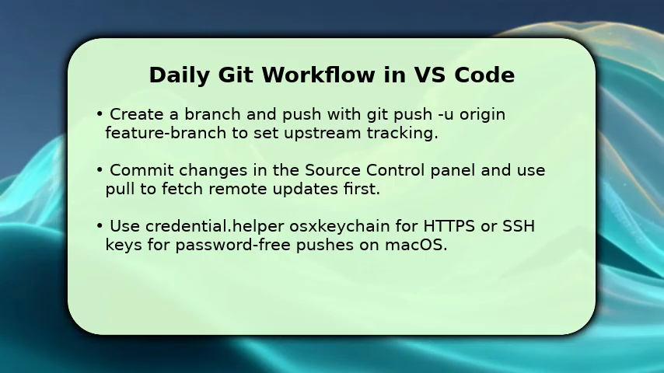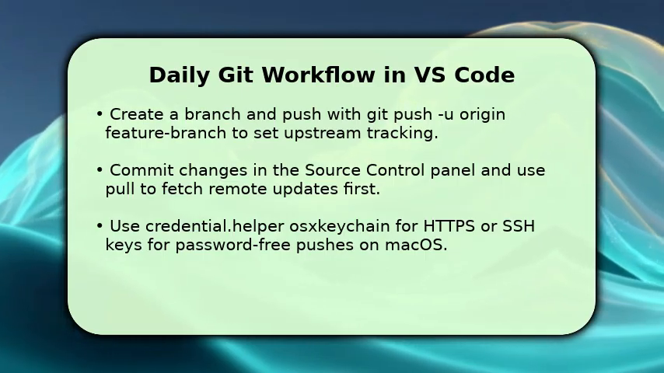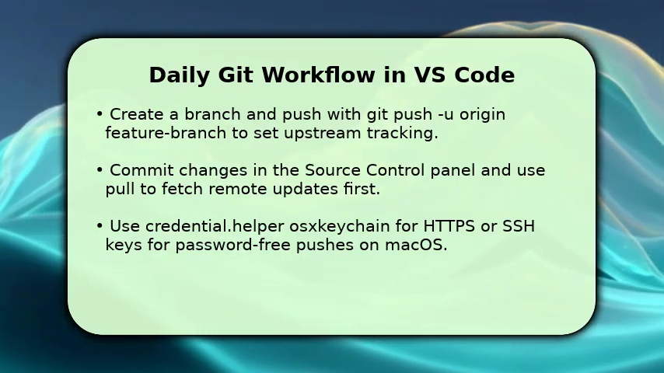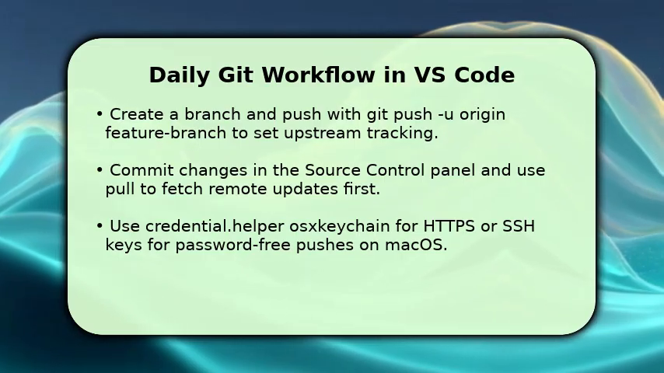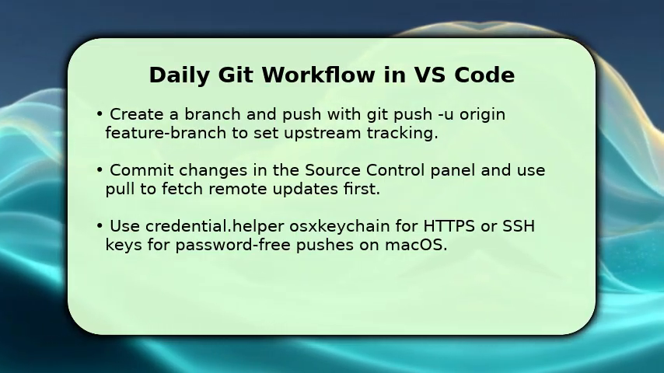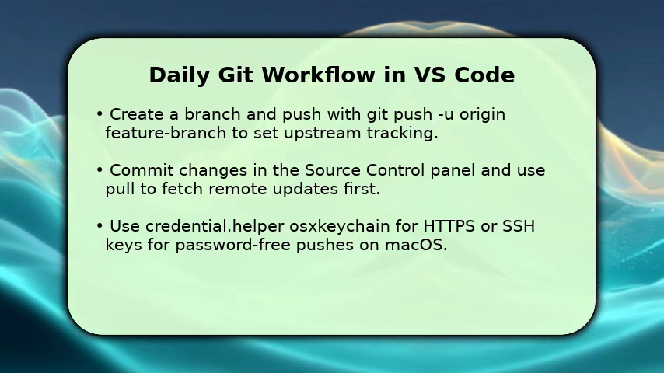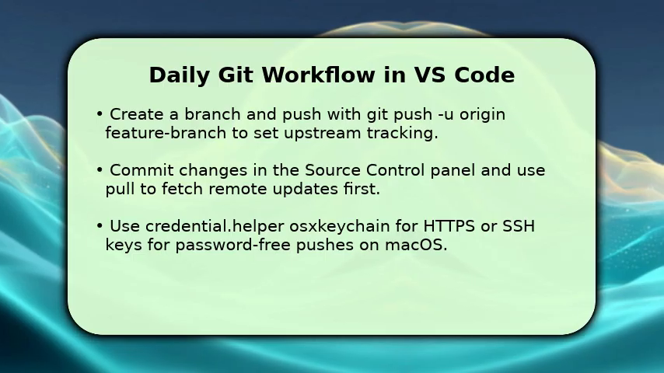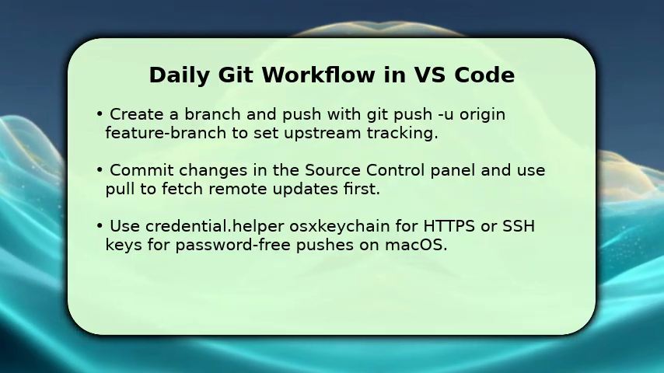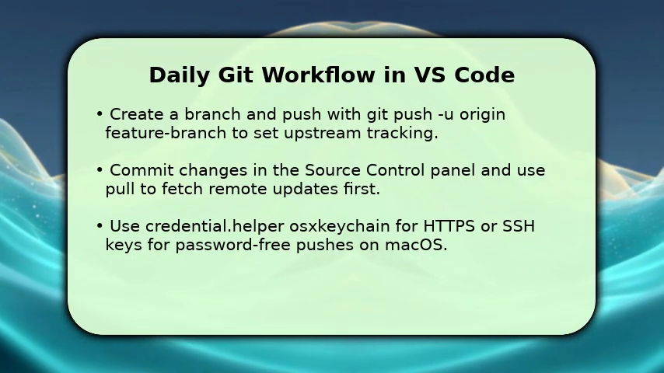Push your branch using git push -u origin feature-branch to set up upstream tracking for future pushes. Pull regularly with git pull to stay synced and resolve merge conflicts inside the editor when they occur. Configure credential.helper osxkeychain for HTTPS, or continue using SSH keys for seamless authentication on macOS.